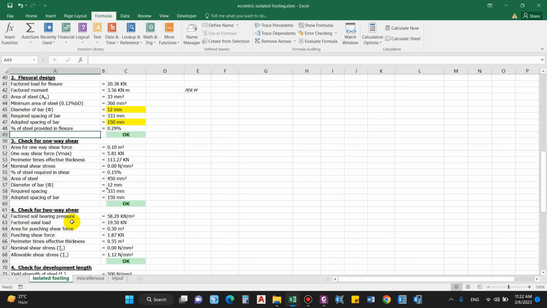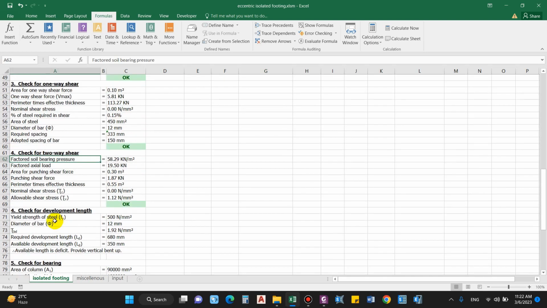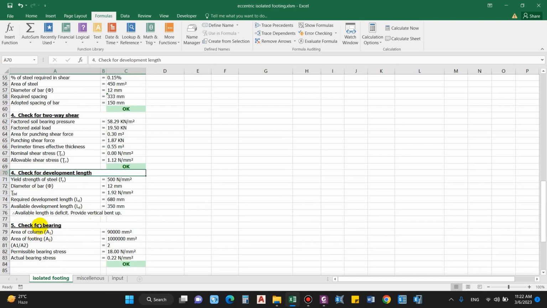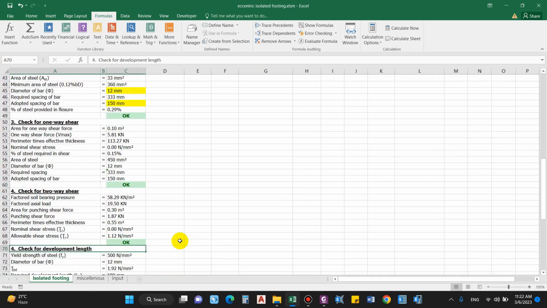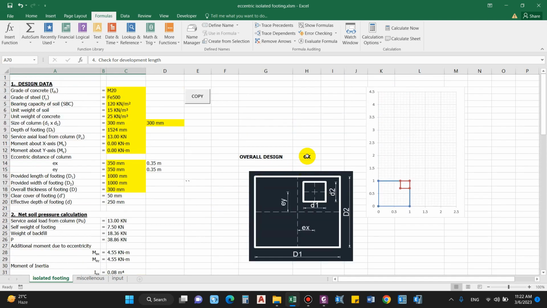Similarly, we'll check for one-way shear, we'll check for two-way shear, and also for the development length and for the bearing, that is the bearing stress of concrete. So all the checks are done, and finally we'll get overall design as okay. If not, then you will get here fail, and then we have to check that again.